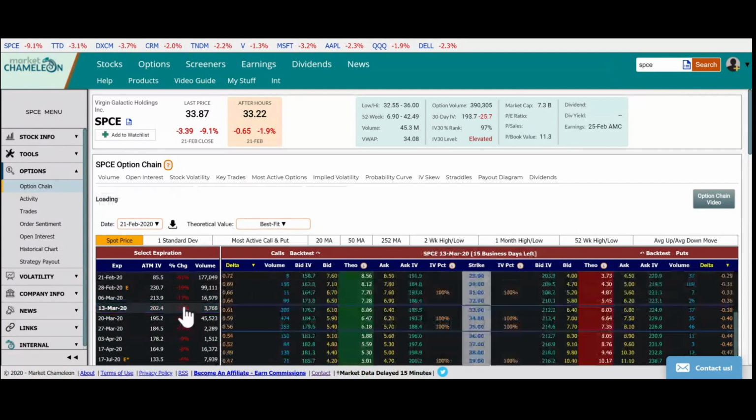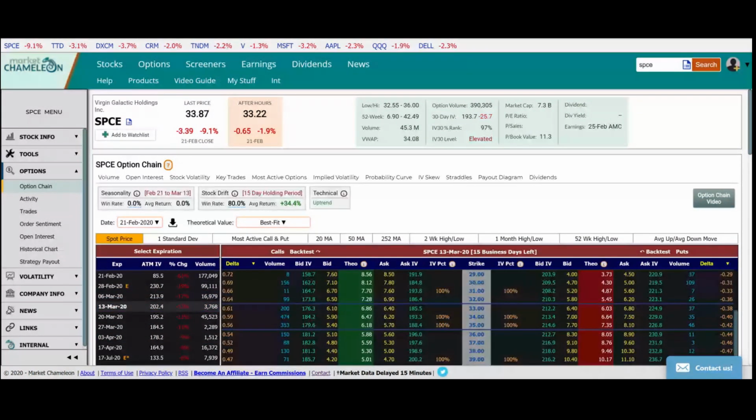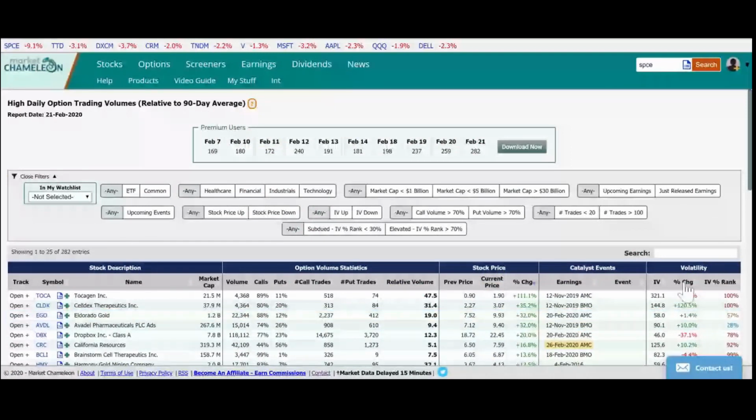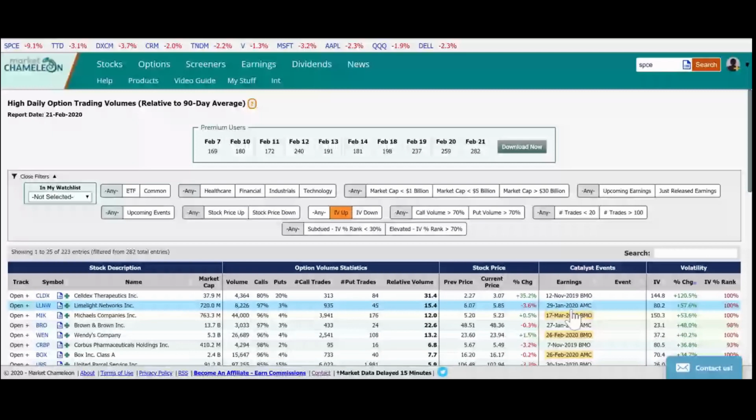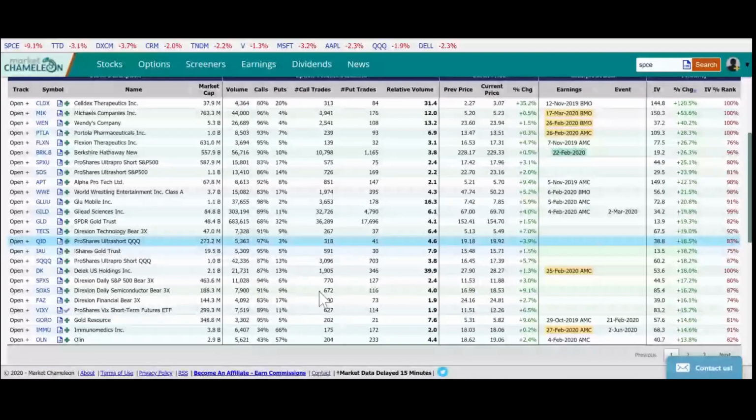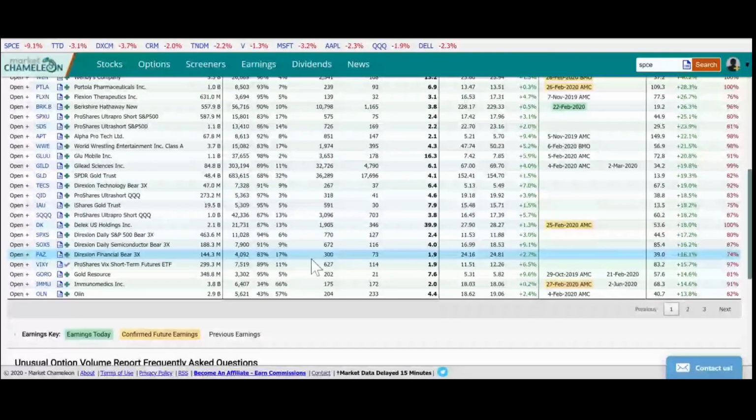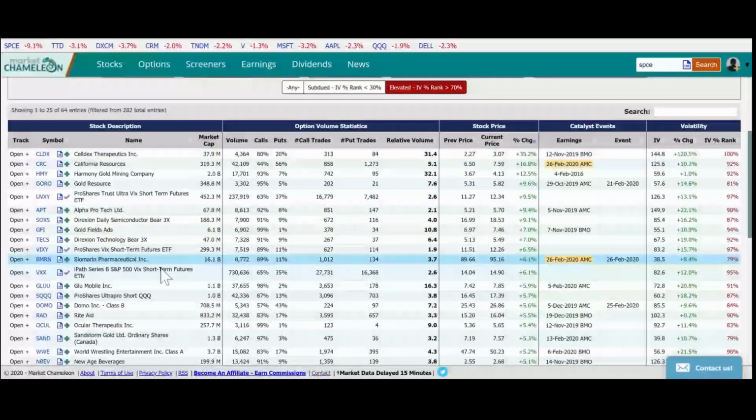But I know a couple of people have been playing it with leverage bets. They'll look at unusual options volume and ask which ones have volatilities increasing, which have volatilities ranked high, which stocks are up. So they keep narrowing it down. And let me see if this space is even on there. Well, actually, it goes down.